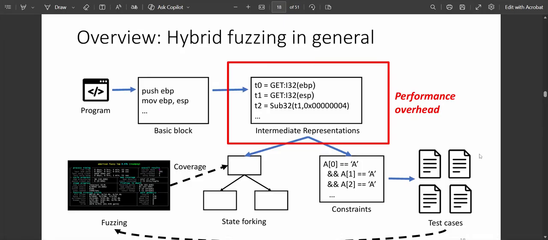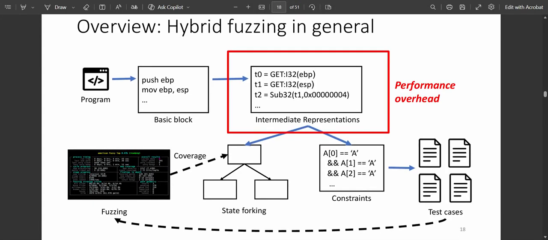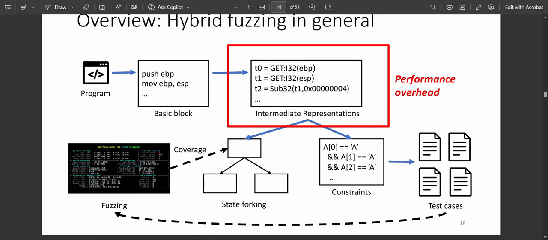The hybrid fuzzing in general, the performance is low and the system takes a long time. The performance overhead is especially from the intermediate representation. The performance is overhead, and after this, the steps take too long to process the whole thing.